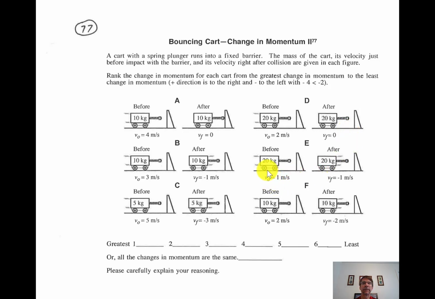E is 20 to the right to start, and final momentum is negative 40. So its change is negative 40. And F as well. Starts off with 20 to the right, units of momentum, and 20 to the left, change of 40. So they're all a change of negative 40 kilograms meters per second. Same impulse, same change in momentum, so they'd be ranked all with the same change in momentum.